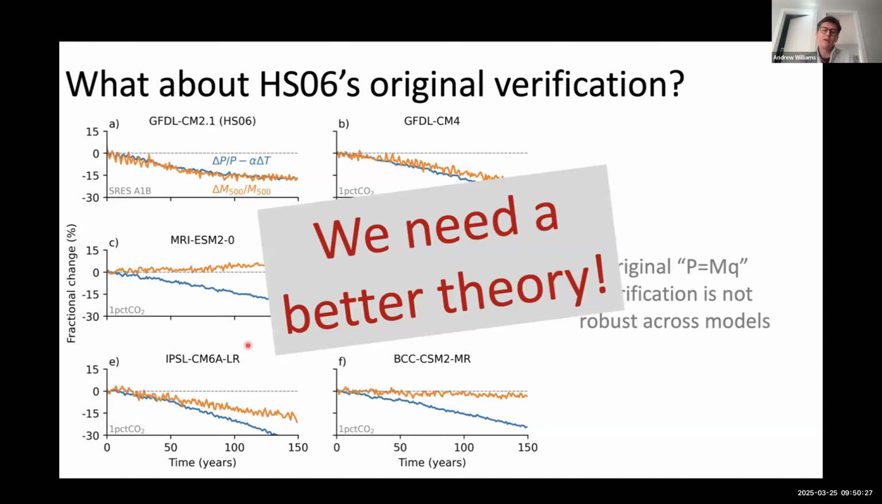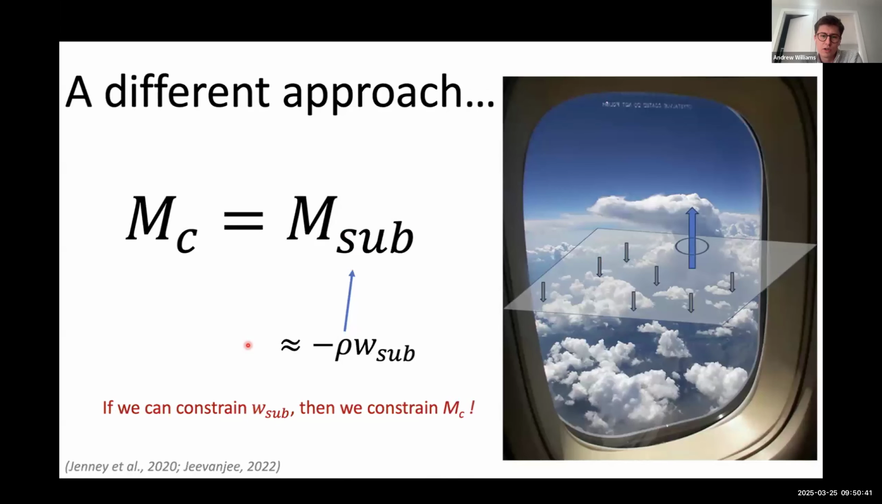And so I think what I take away from all this is that we need a better theory. We need at least a different theory for thinking about convective mass fluxes under warming. And that's what I'm going to try and briefly introduce to you here. So we're going to take a different approach. We're going to appeal to this mass balance that I talked about a second ago. So what goes up must come down. And what this tells us is that the mass flux is just equal to the subsidence mass flux, which is a function of this subsidence vertical velocity. So if we know the downwards velocity of these gray arrows, then we automatically get an expression for the convective mass flux.